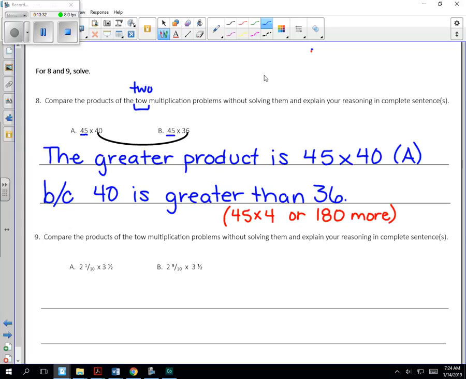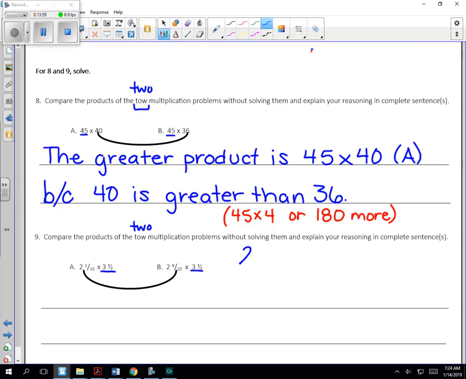Compare the products of the, again, two multiplication problems without solving them and explain your reason in a complete sentence. You can tell I copied and pasted the sentence. So, again, the first thing we're going to do is figure out which is the common factor for both, and that would be 3.5, because it's the same for both. So we are going to be comparing 2 and 1/10 and 2 and 9/10.